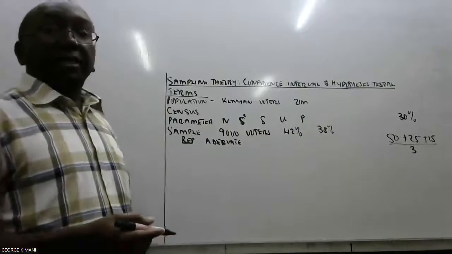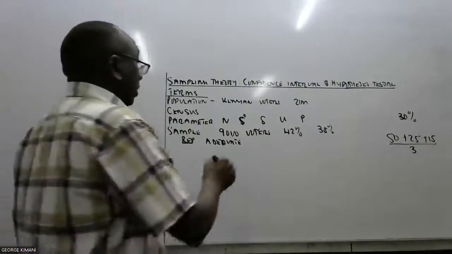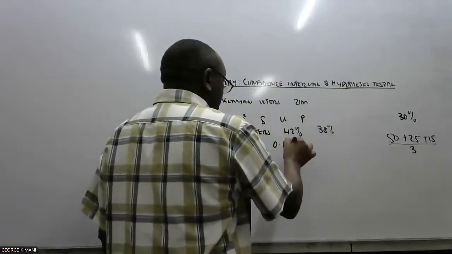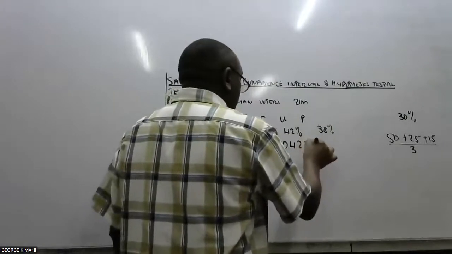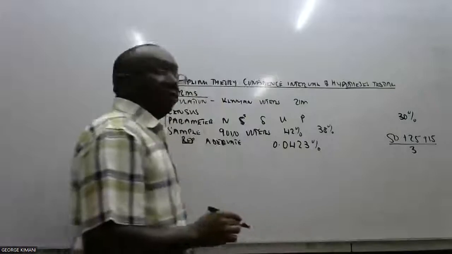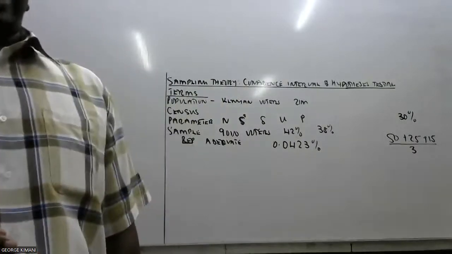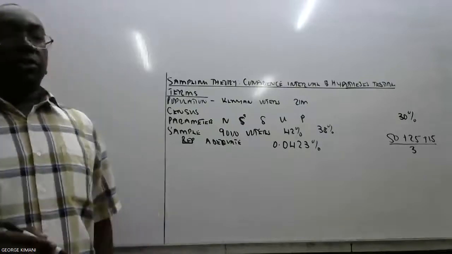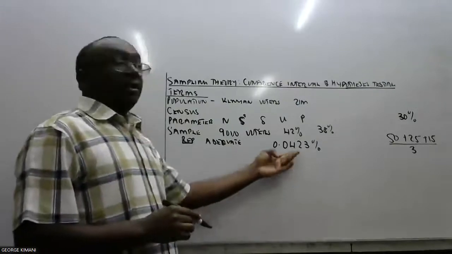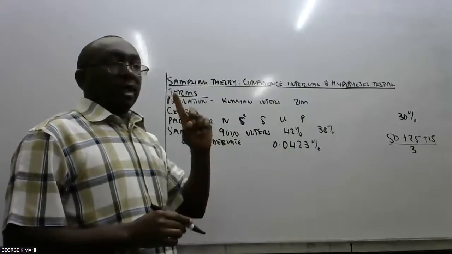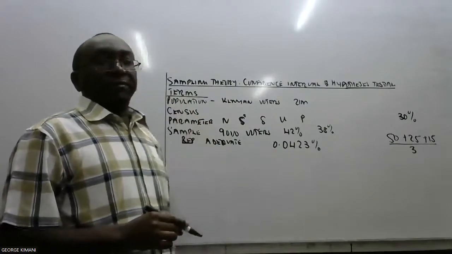After you multiply by 100, 0.0423%. It's not even 0.5%. This is a very small proportion. So, is this now adequate? That's a question that you as a researcher have to ask and answer objectively.